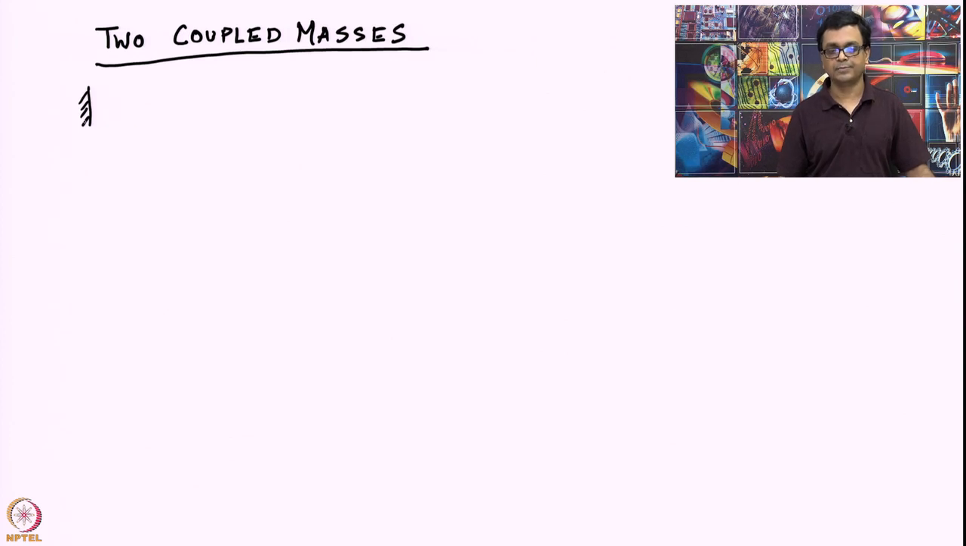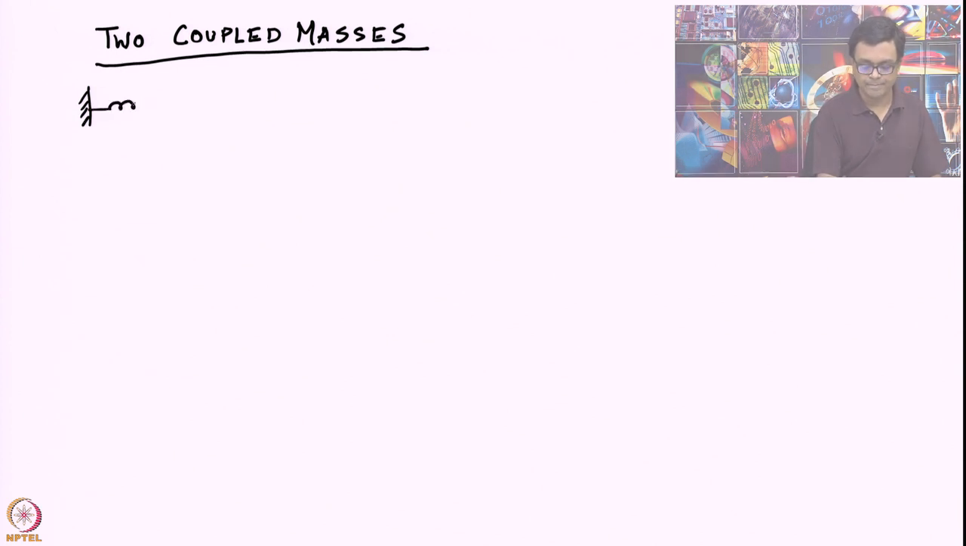So, two coupled masses. Okay, so now I am going to make a diagram and you should understand this very clearly, because this will help you write down equations of motion for more complicated problems where there may be many masses and many springs.